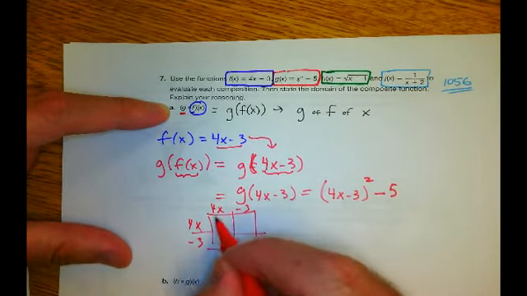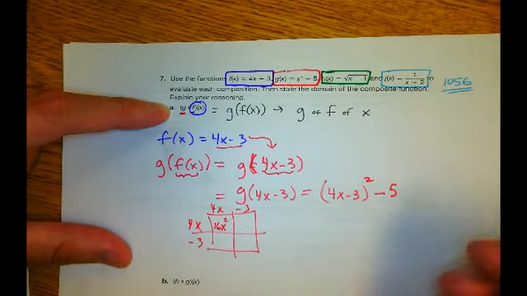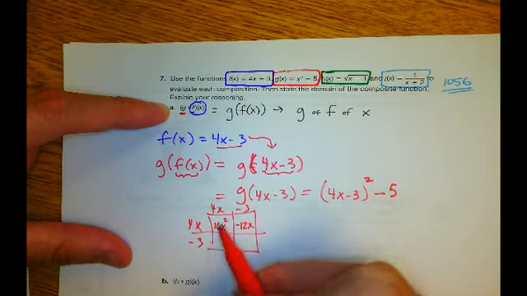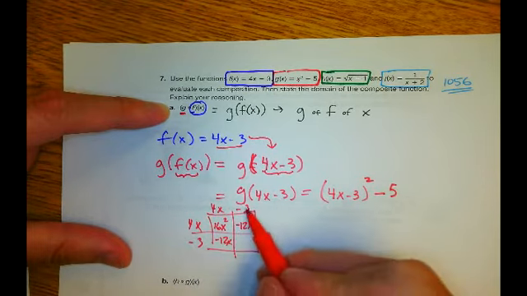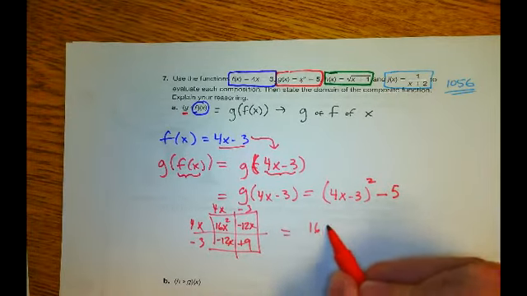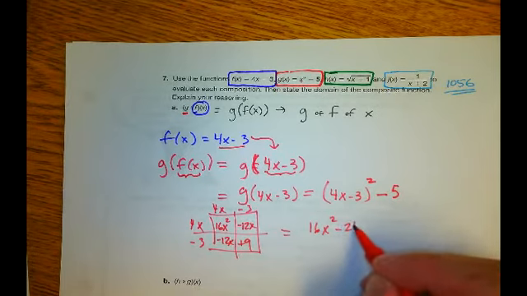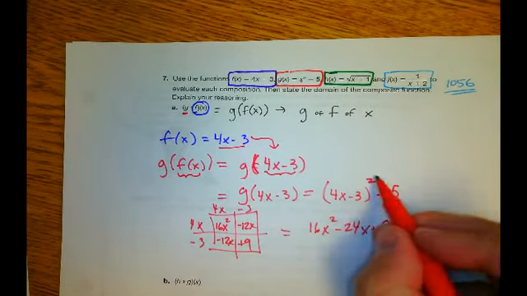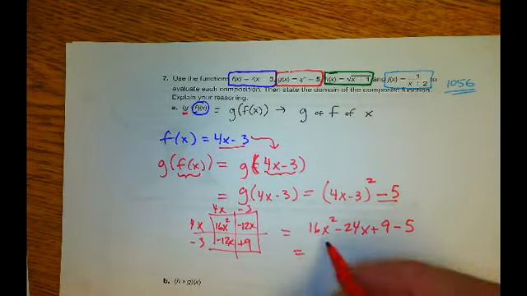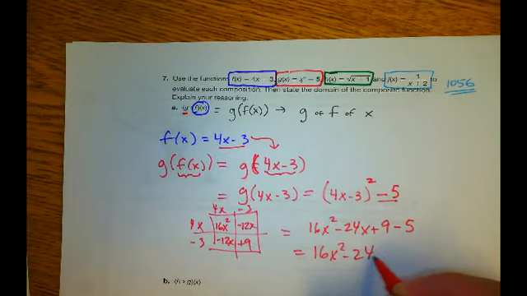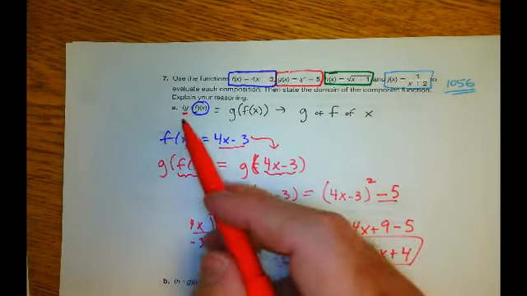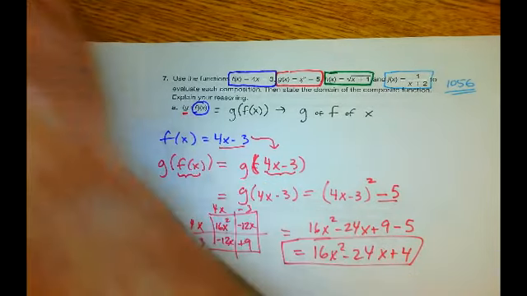And we're going to figure out our box here. 4 times 4 is 16x squared. 4 times minus 3 is negative 12x. 4 times minus 3 again is negative 12x. And negative 3 times negative 3 is a positive 9. So altogether this turns into 16x squared minus 24x plus 9. All of that is this, but notice we still have to subtract 5 at the end, which means our equation becomes 16x squared minus 24x plus 4. And that is our final product for g of f of x.